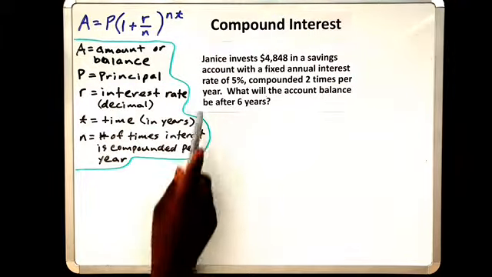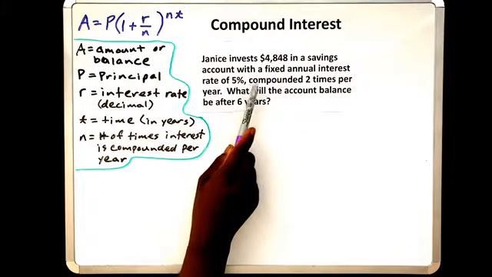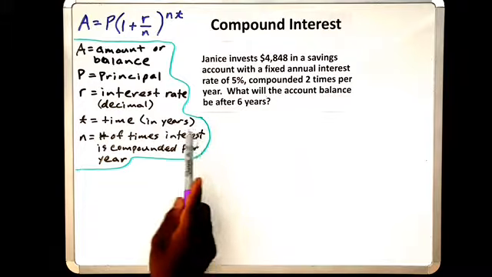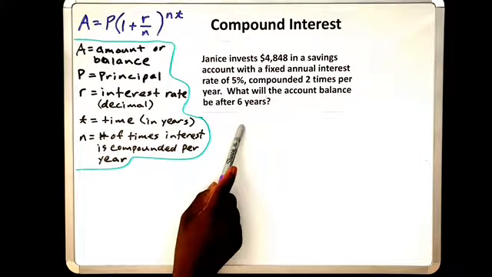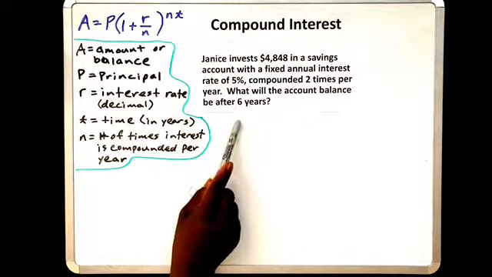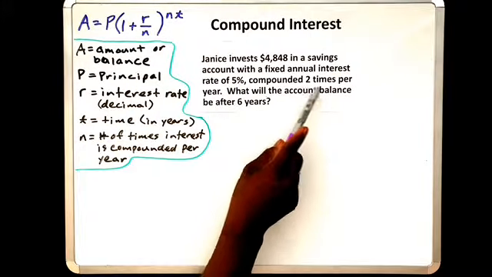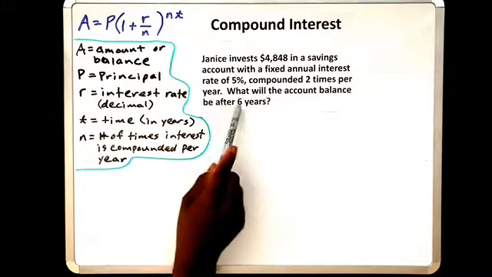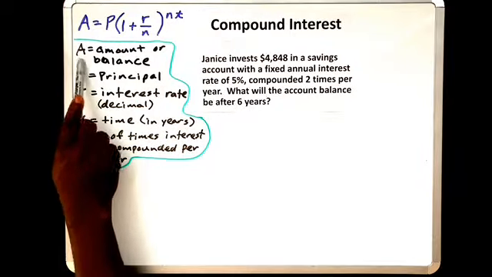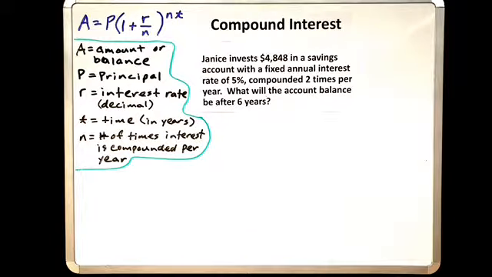So let's take a look at this problem. We have Janice invests $4,848 in a savings account with a fixed annual interest rate of 5%. And that's compounded 2 times per year. The question is, what will the account balance be, that's A, after 6 years?